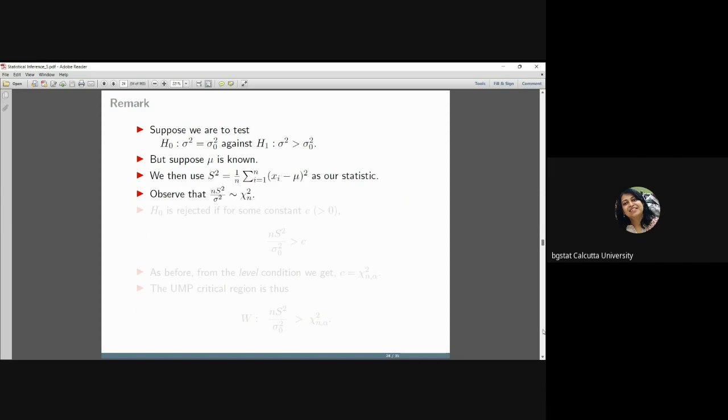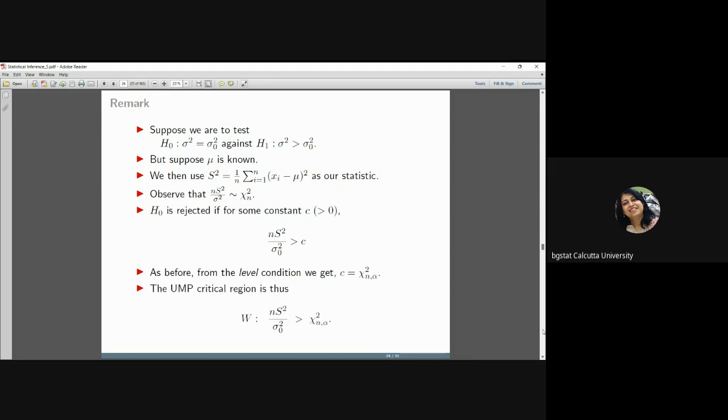Now, if mu was known, then I would use a different definition for the variance. Typically when we calculate the variance, we assume that this is the sum of square deviations from the sample mean. If mu is known, then we would plug in the population mean instead, and we would use a divisor of n.